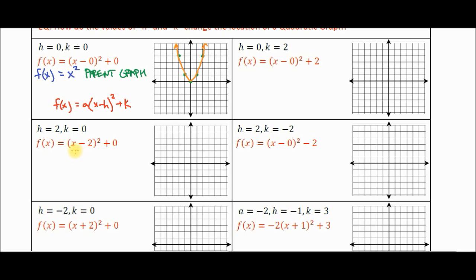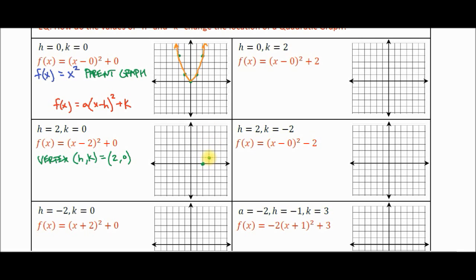So if we take a look at this, we know that h is 2 and k is 0. Well, that means our vertex, we know our vertex is at h comma k. So that means our vertex is at 2 comma 0. So now our vertex has moved. Instead of being at 0, 0, which it was when h and k were both 0, now our vertex is at 2 comma 0. We have shifted the vertex to the right.